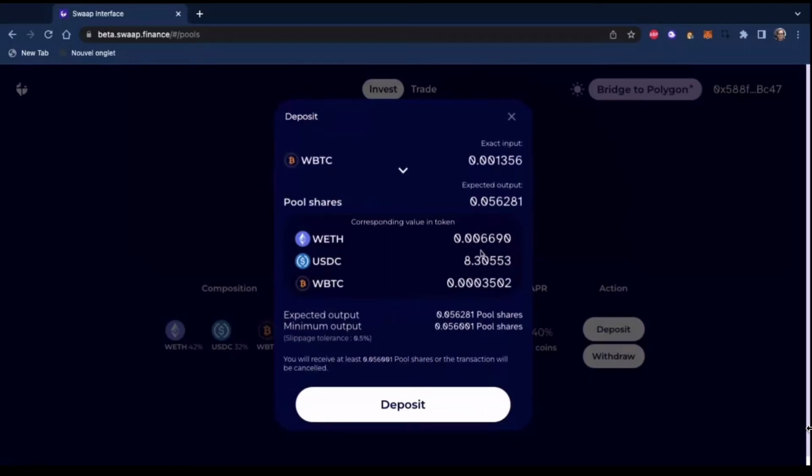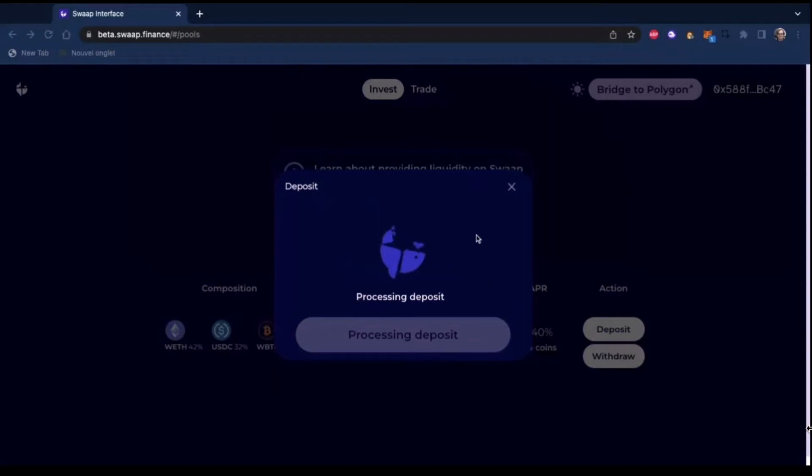So I see that I'm going to have a small percentage of ETH, $8 worth of USDC, and some wrapped BTC. So I'm going to deposit that. This is transferred to my MetaMask.